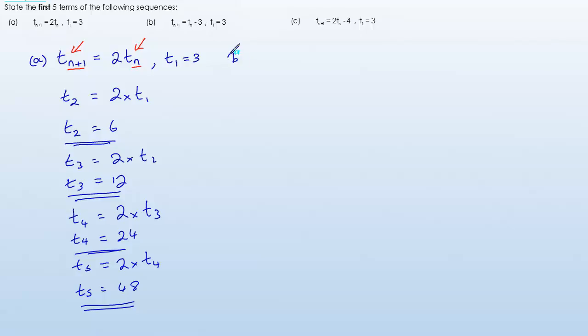So let's look at B. So Tn plus 1 is equal to Tn take away 3, and we're beginning with T1 is 3. So this recurrence relation is telling us to get to the next term, we have the current term take away 3. So T2 would be equal to T1 take away 3. So that's 3 take away 3, which is 0.